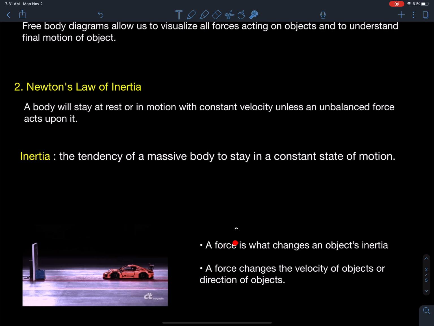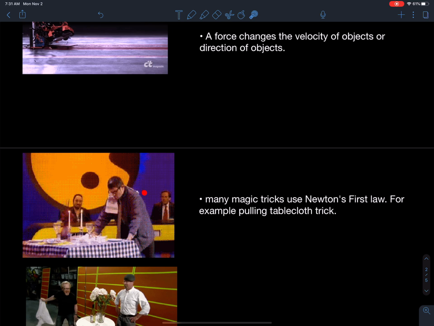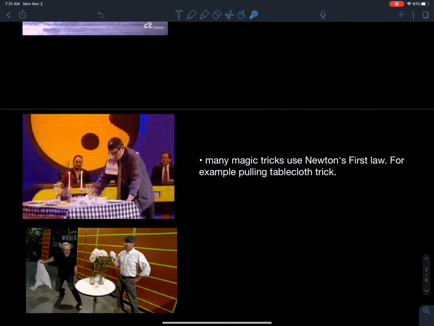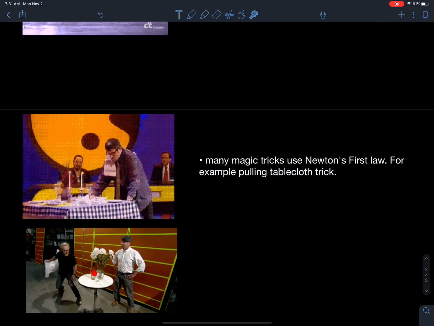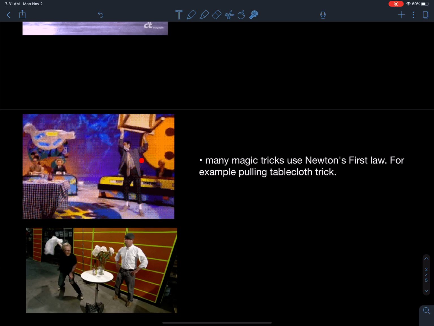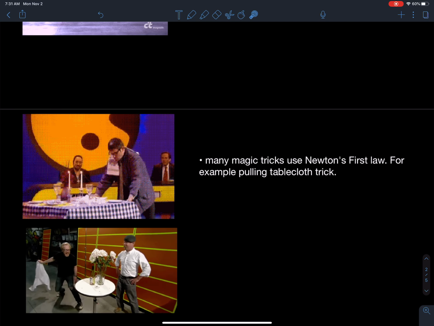Newton's law states that objects want to resist that change, and the force is what causes that change. A good primary example of this would be this little magic trick, pulling the tablecloth out from a table. The heavier these objects are on top of the tablecloth, the more inertia it has, right? So it's easy for me to slip. Oh, that guy did something completely different. That's a funny little magic trick.